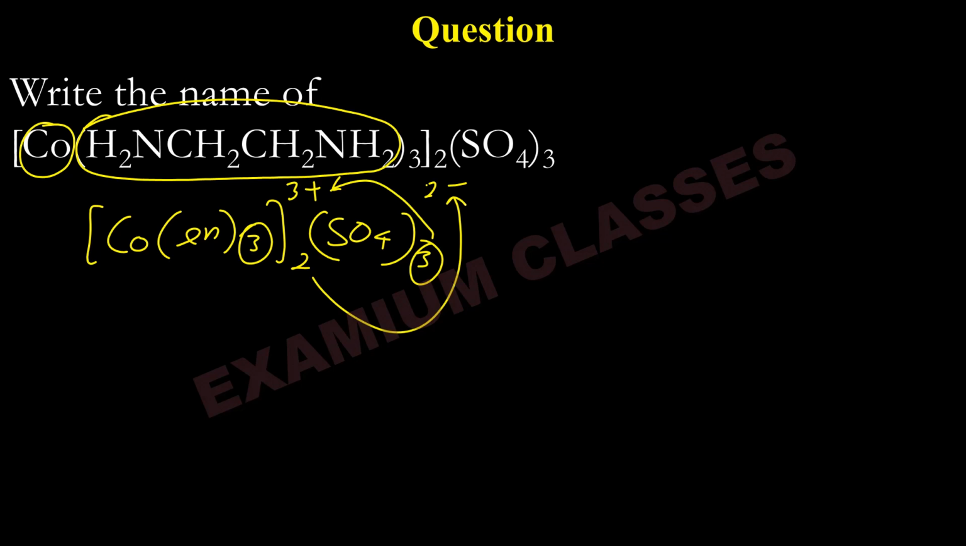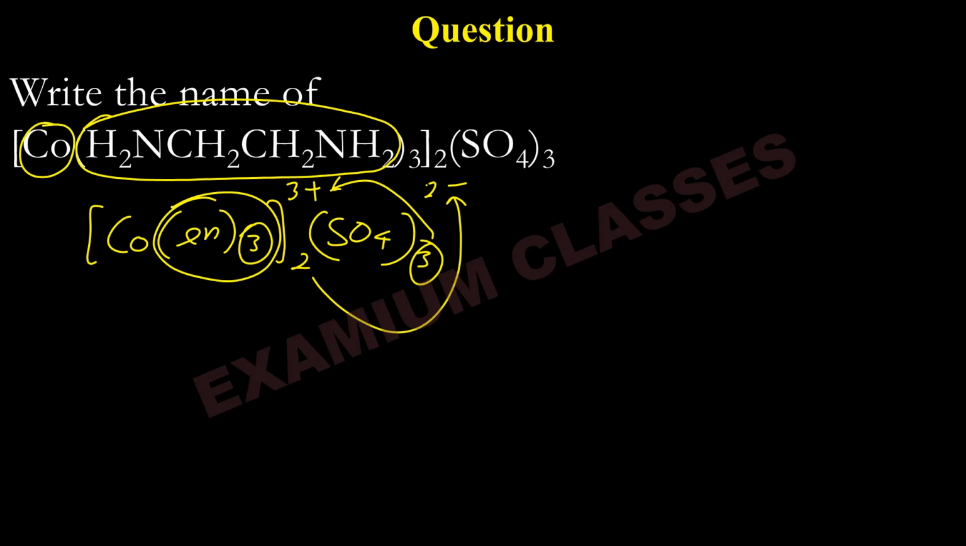En has ethane 1,2-diamine. 1,2 numbering is there. Right. So Tanishi, tris, ethane 1,2-diamine, cobalt 3, yes, sulfate. Good. Good. That is the answer. Okay. So the cationic part will be named first. Within the cationic part, you will name the ligands first. And for ligands, you could have said tri.